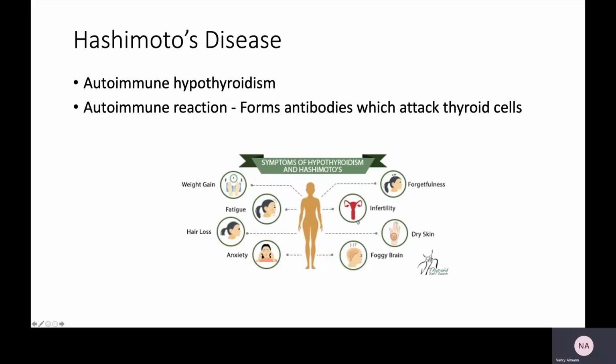Now, the autoimmune version of hypothyroidism is Hashimoto's disease. So literally, you have antibodies that are attacking your own thyroid cells. And the symptomatology will be the same as myxedema. The etiology is different. Hashimoto's is the autoimmune version of hypothyroidism.